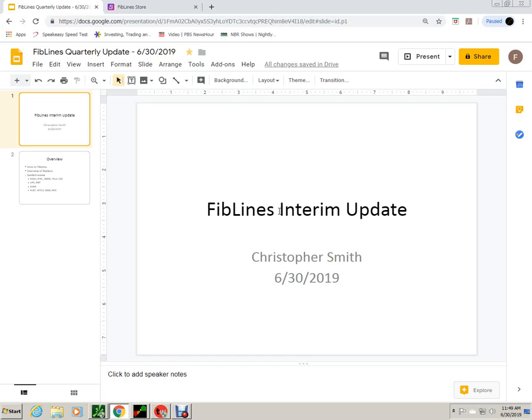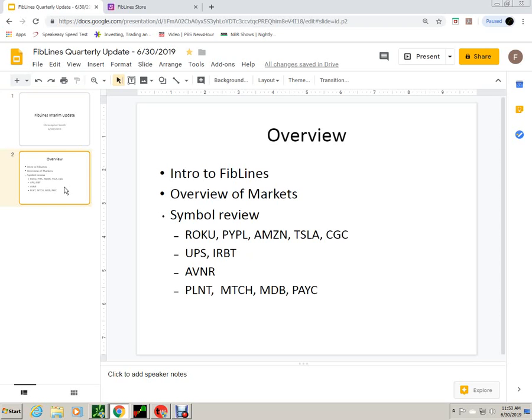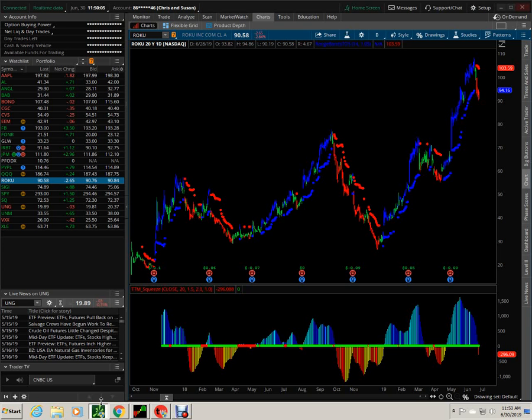This is my FibLines quarterly update for June 30th of 2019. So first, a quick intro. What are FibLines? Well, FibLines are a technical study that you can apply to pretty much any chart that allow you to see chart action in a whole new light, particularly around likely areas of support and resistance.